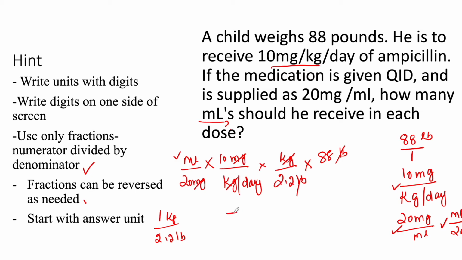And now I am going to get the answer here. So I'm going to calculate 20 into 2.2. The answer will be in ml per day. So the dose we are going to get here is 1 day dose, and it says QID. How many ml should be received in each dose? So whatever we get, that is going to be the whole day dose, and we are going to divide by 4 because this is given 4 times a day. Okay.